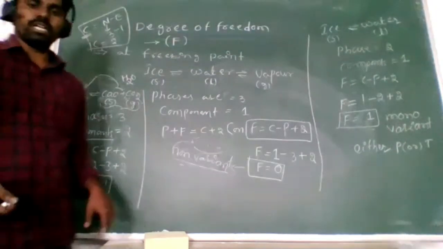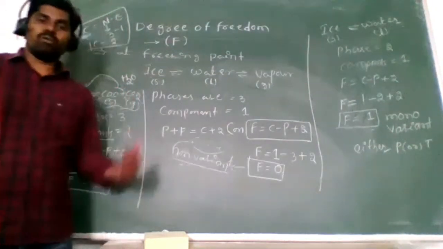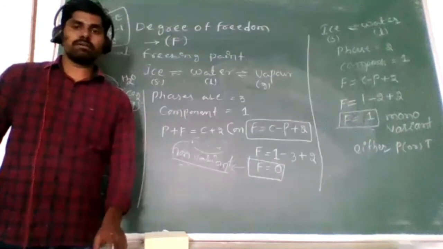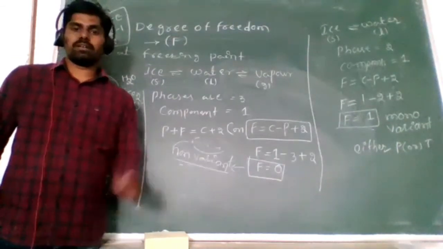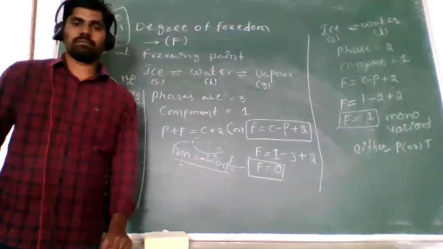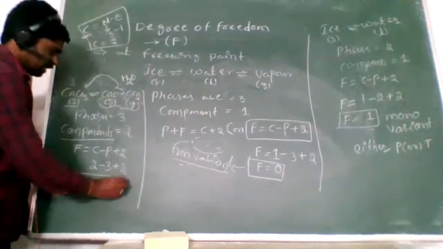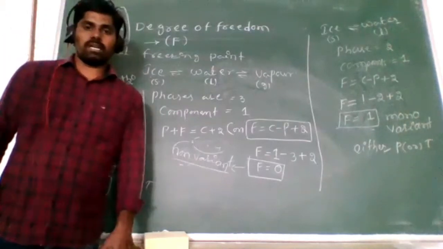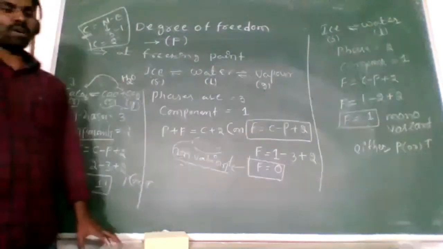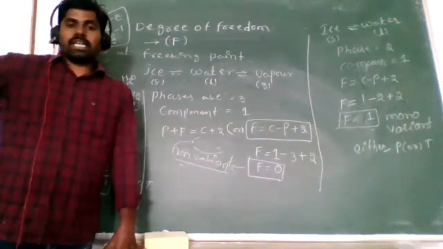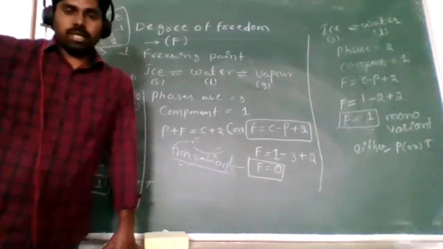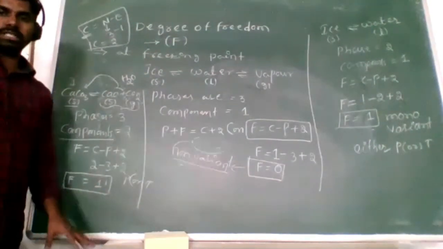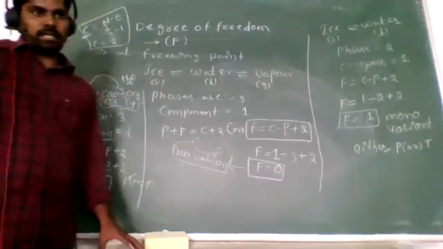F equal to 1 means what it is indicating? Now one variable factor, either pressure or temperature, to define the system completely. Clear? Only one variable factor has to be specified in order to define the system completely. That is called the monovariant. Do you understand?